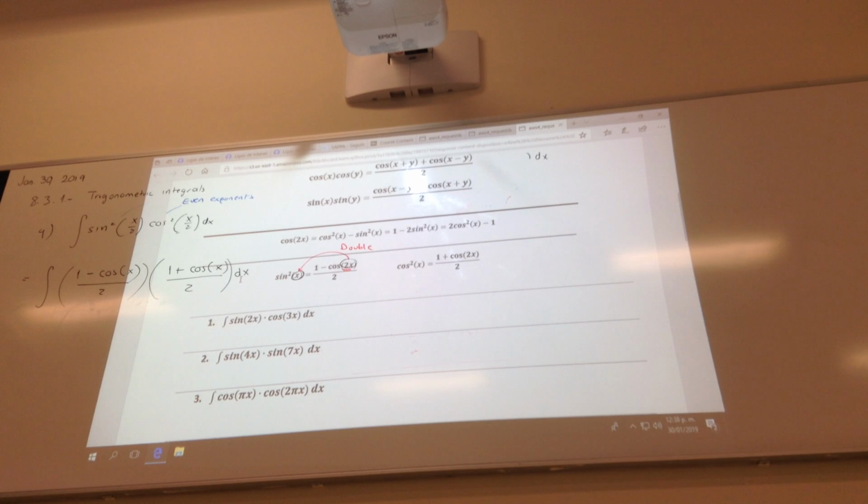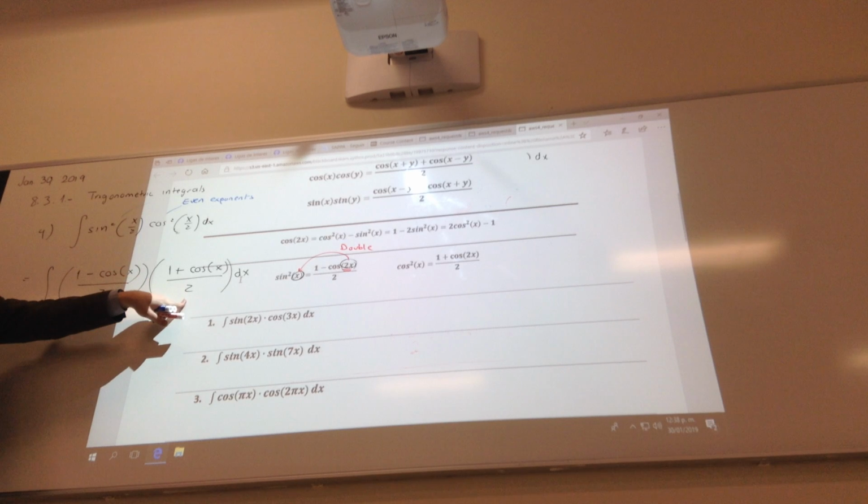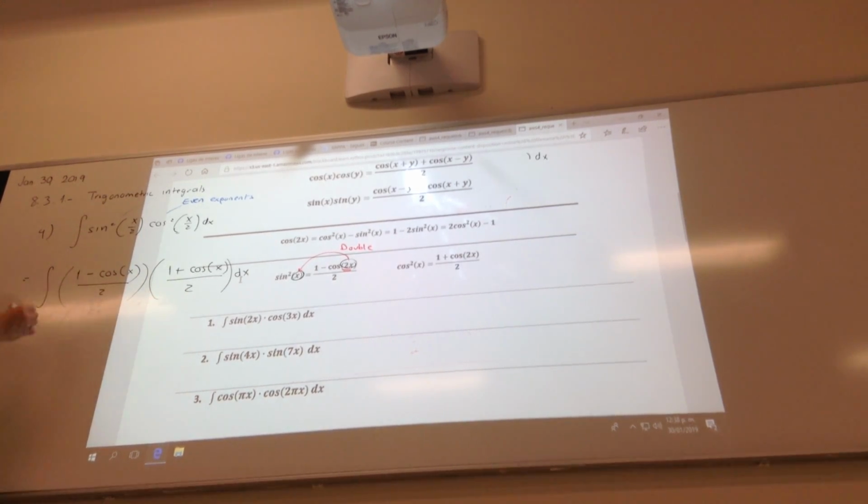Do you get that one? I just applied the formula to lower the power. Then what do we do? Multiply. That 2 here, and that 2 here. 2 times 2 is what? 4. So it will be 1/4. The coefficient is 1/4. Why 1/4? Because it's in the denominator. Times 1 minus cosine of x.